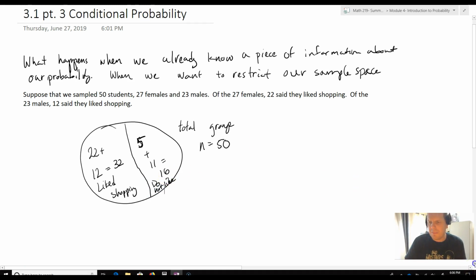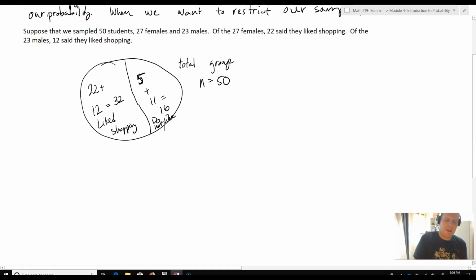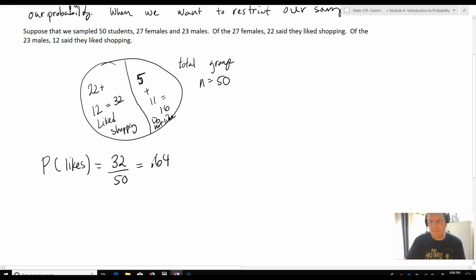If I think about this from a strict probability standpoint, I'm going to use my notation, and the probability that somebody likes shopping is going to equal 32 out of 50, which is equal to 0.64. Okay? So that's the probability if I pick from everybody that I get someone who likes shopping. What we're going to do with conditional probability is say, what if I know that the group I'm selecting from is all men, or male?